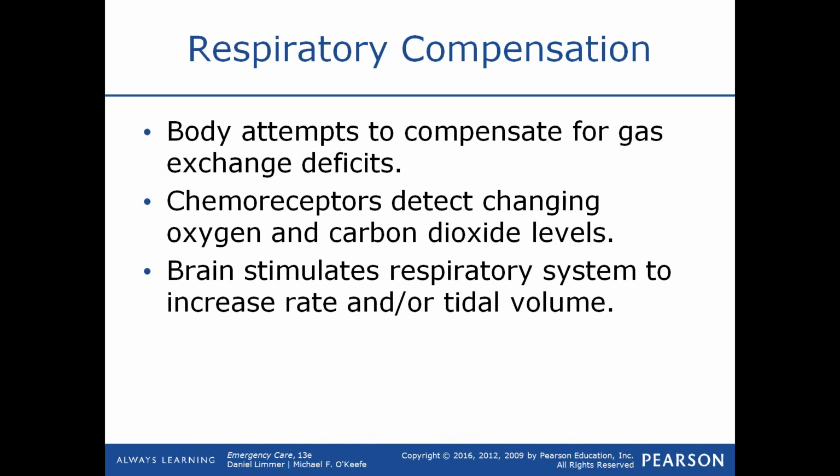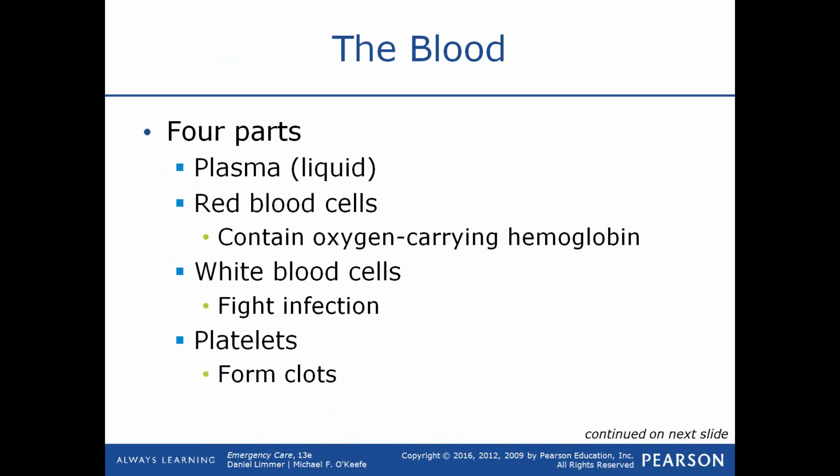Now, in an attempt to compensate for these problems or dysfunction of the respiratory system, the chemoreceptors will tell you either to breathe deeper or faster, or a combination of both, or to breathe slower and shallower, depending on whether they need to get rid of oxygen and carbon dioxide, or whether they need to eliminate some of that stuff.